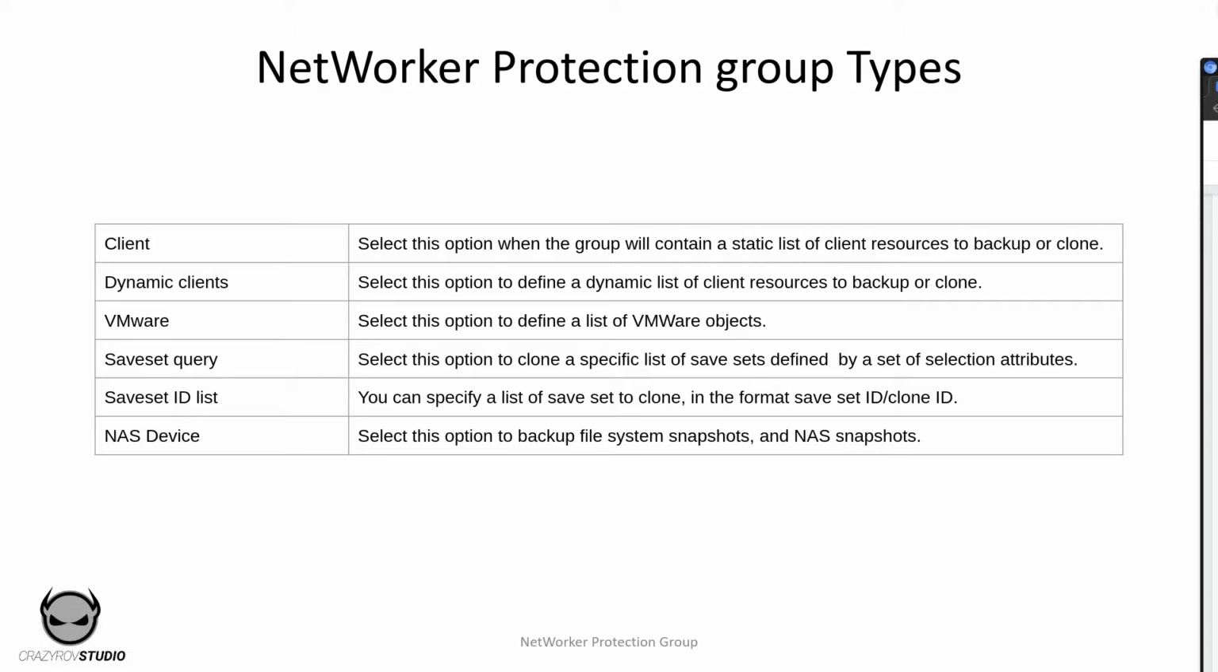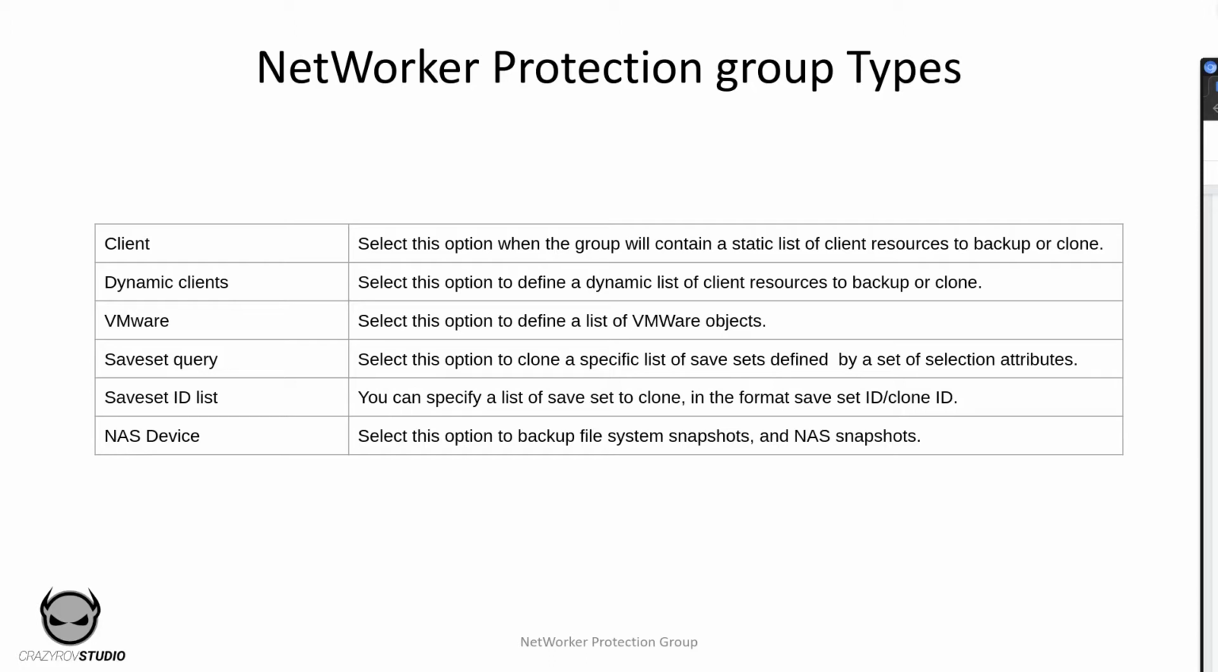Save set query: you can select this option to clone a specific list of save sets. When you select this option, the query selection displays a list of attributes that you can use to create a query that generates the list of save sets. Use this group type to clone save sets.